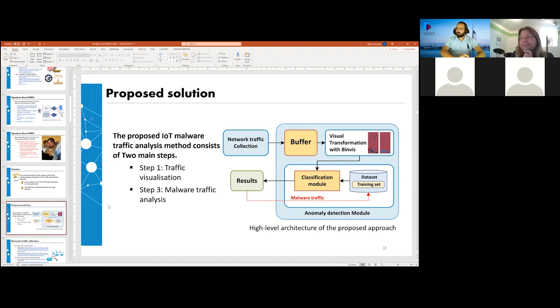Thank you, it was great to meet you at NetSoft. It's a nice conference as well. About your first question, as I said, we have this buffer, which has chunks of network traffic. We get all this traffic, all this chunk, which is binary basically, and we make it an image.